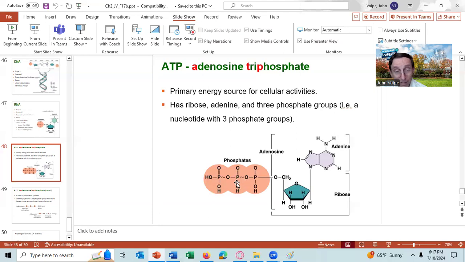If the cell needs energy, it'll break off this 3rd phosphate group to get the energy the cell needs. And if the cell needs further energy, it can actually break off the 2nd phosphate group to get even more energy. And like I said, these are high energy bonds.